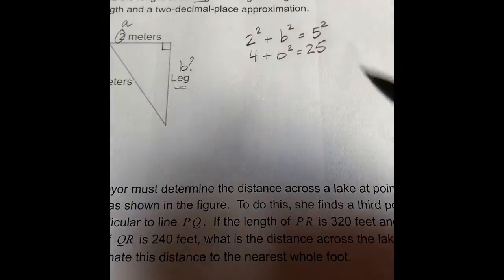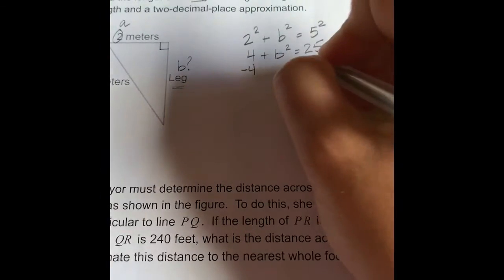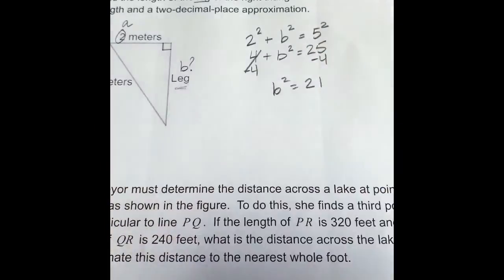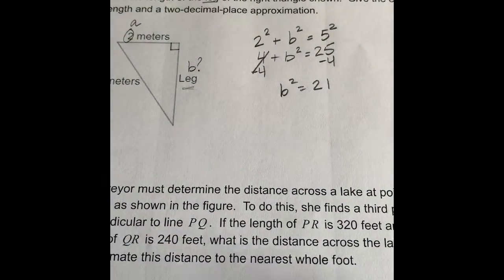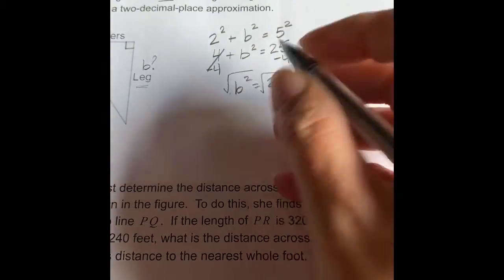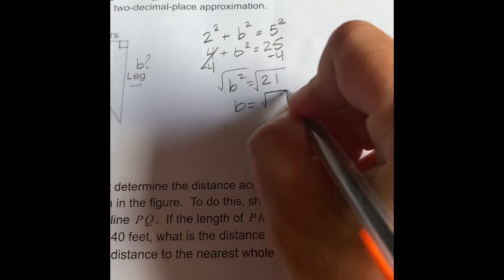Before we can square root, we need to get this 4 over to its like term, so we're going to subtract. So we have b squared equals 21. Now to get rid of this square, we're going to square root both sides. So the square root, the square cancel, so we're left with b equals square root of 21.